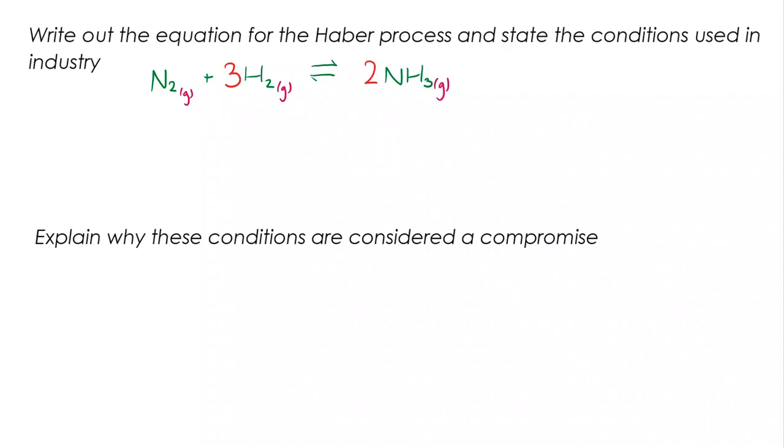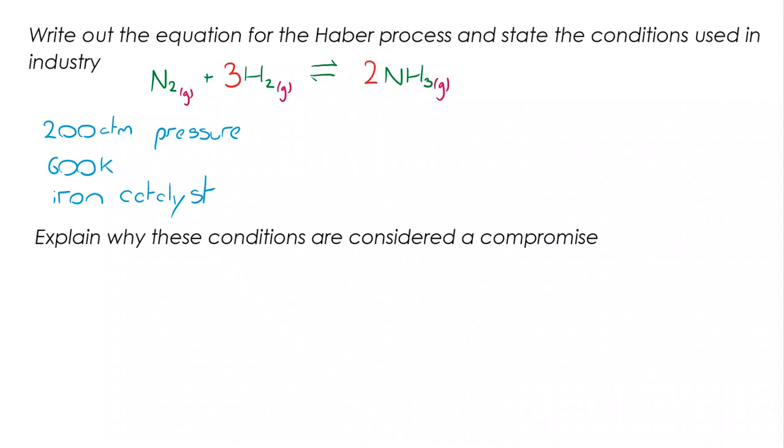In terms of the conditions, again, these are facts you need to remember. 200 atmospheres pressure, that's 200 times atmospheric pressure. That's 200,000 kilopascals. It's a very high pressure. It's also 600 Kelvin as a temperature. There's actually a range around that that's accepted, but 600 will get you it. And we use an iron catalyst.